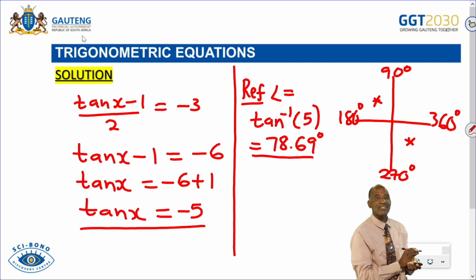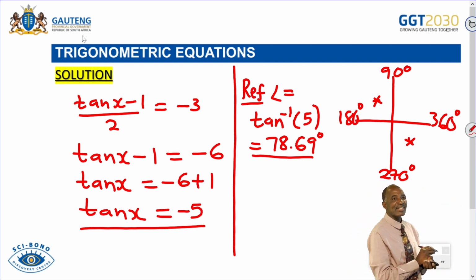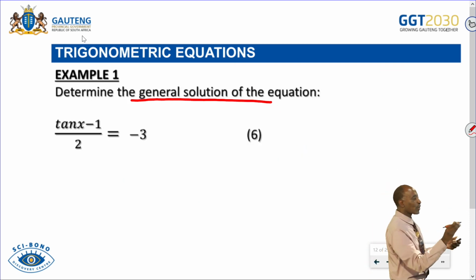It's always a positive angle. Then how do you use this angle to find your solutions? Okay, right, there is our question.